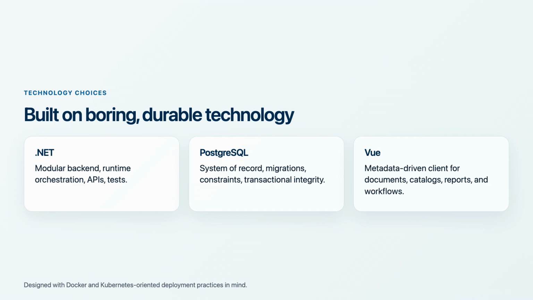NGB is built on a pragmatic stack. The backend is .NET. PostgreSQL is the system of record. The web client is built with Vue. The deployment model is designed with Docker and Kubernetes-oriented practices in mind. The goal is not to be exotic. The goal is to be durable, understandable, and production-oriented.